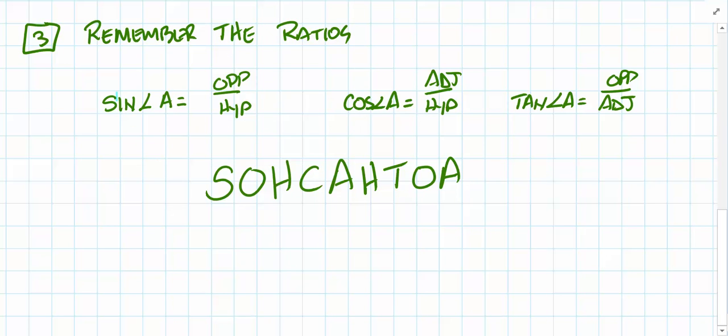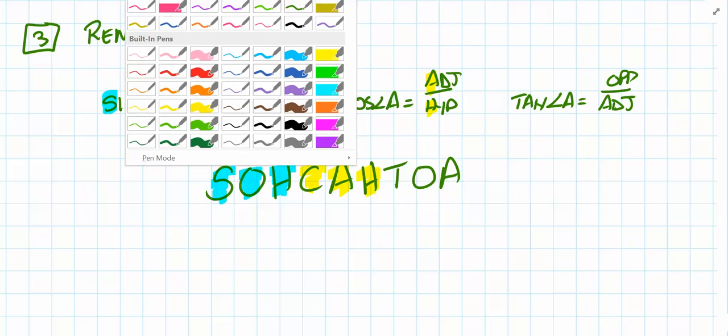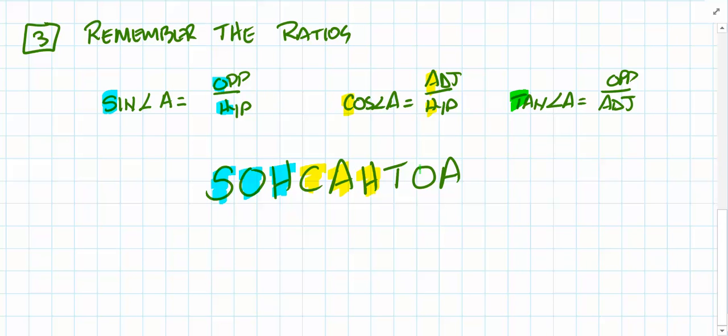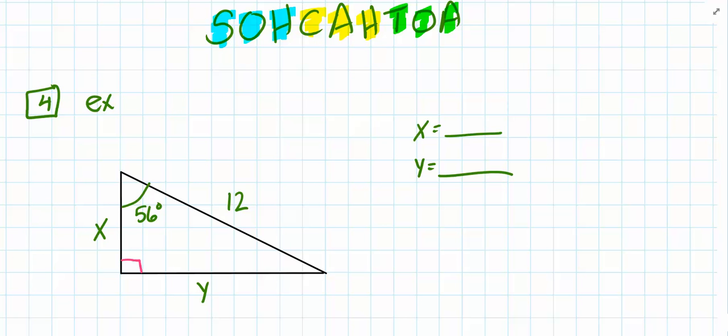So the sine is the opposite over hypotenuse. The cosine is the adjacent over hypotenuse. And then finally, the tangent is the opposite over the adjacent. Okay? All right? We have these ratios: sine, cosine, tangent. We have an acute angle of 56 degrees. We have a hypotenuse of 12. Our goal is to figure out what x and what y are using the appropriate ratios.